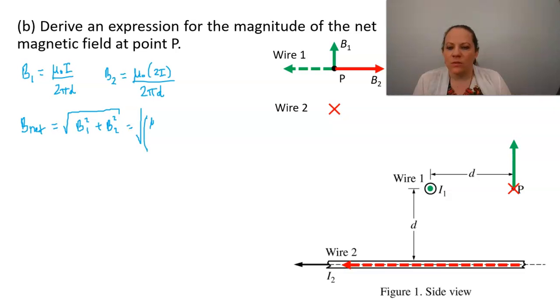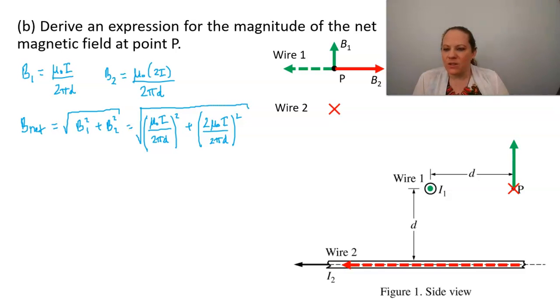So we'll do (mu naught I over 2 pi d) the whole quantity squared, plus (2 mu naught I over 2 pi d) the whole quantity squared, and we'll take the square root of all of that, and that is going to give us B net is equal to 5 times the quantity (mu naught I over 2 pi d) squared.